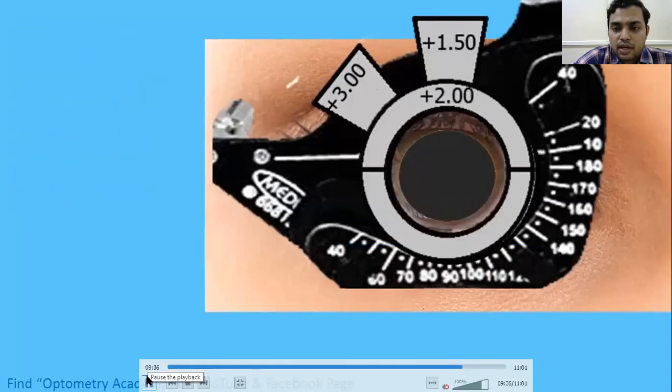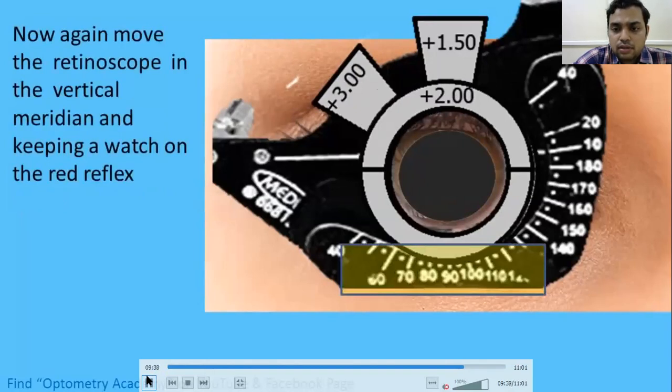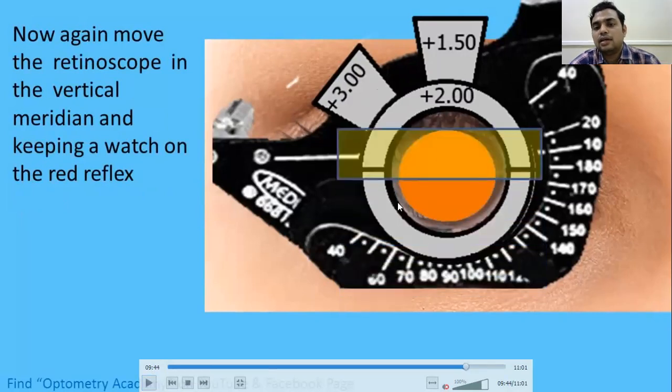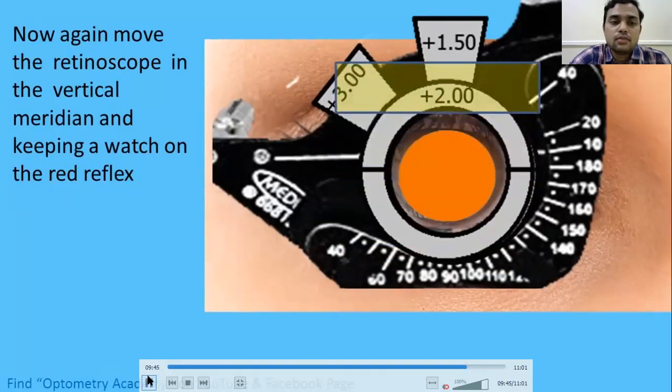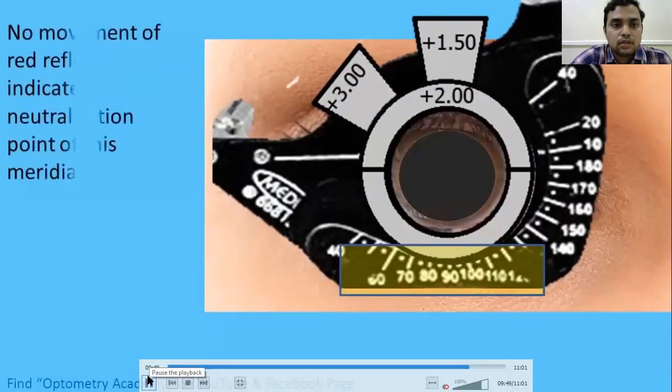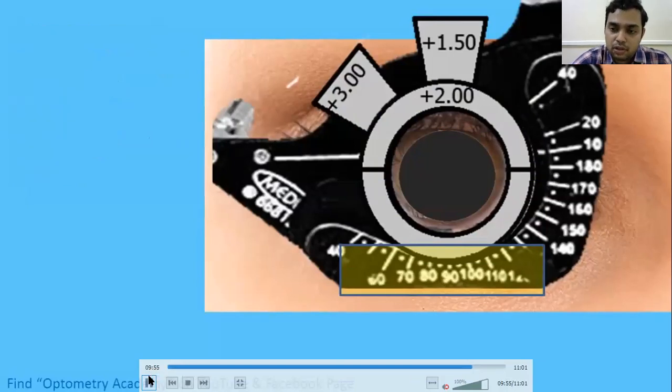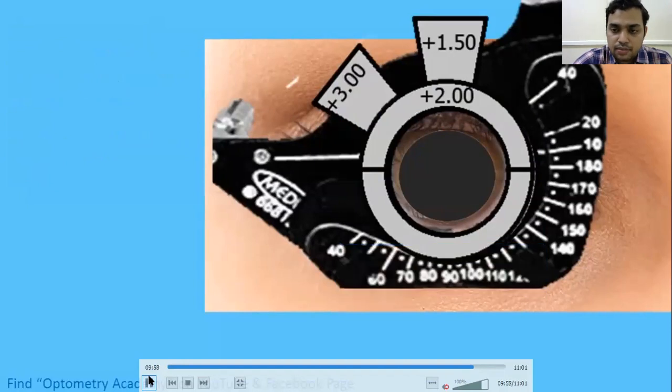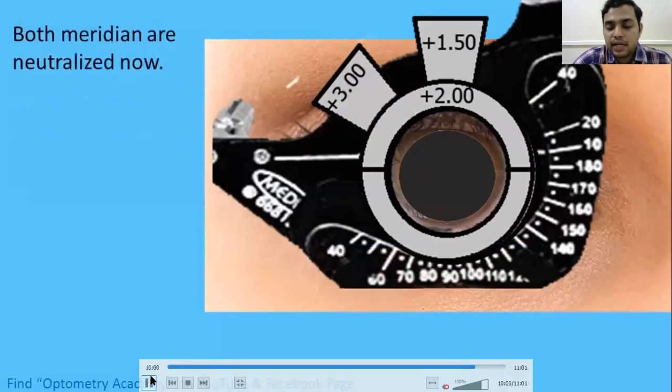So if you observe the pupillary red reflex now, here you see the complete filling of light in the pupillary area. So the red reflex is present in the entire pupil. Here this is the end point, the neutralization point. No movement of the red reflex indicates the neutralization point of this meridian. So we have to check both the horizontal meridian as well as the vertical meridian. So both meridians are neutralized now.